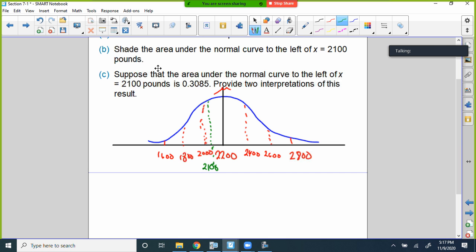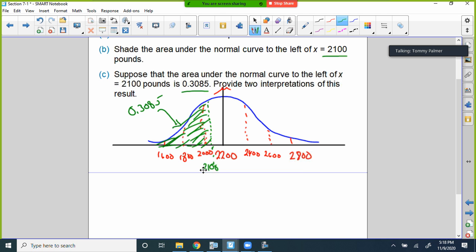And so we're going to shade everything to the left of that, right? Shade the area under the curve to the left of 2,100, okay? Now, you notice that 2,100 does not fall on a perfect standard deviation. But they tell us that, after we shade it, suppose that the area under the curve to the left of x is 0.3085, right? They say that all of this right here is 0.3085.